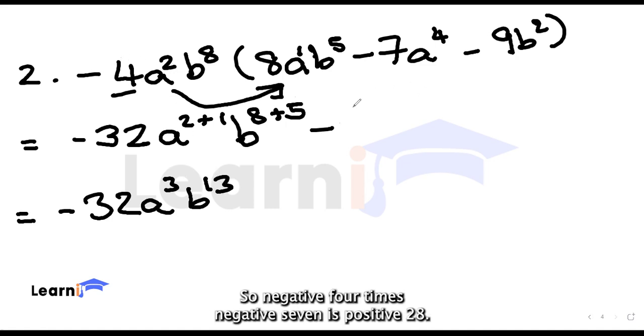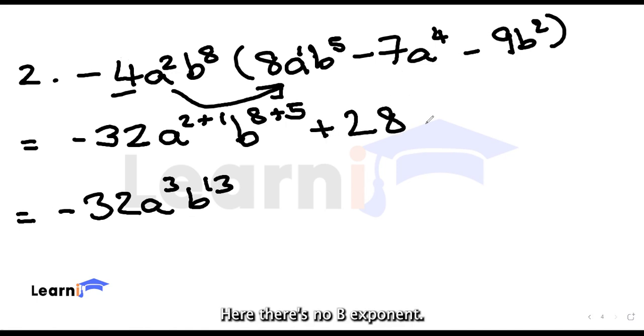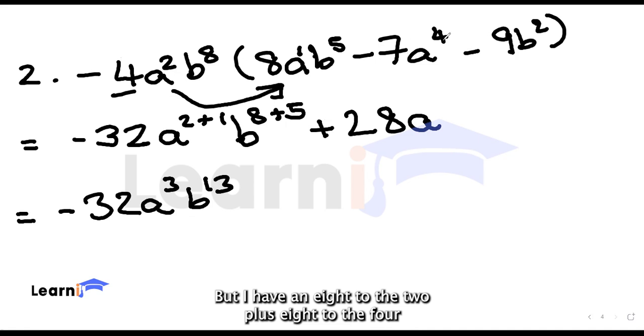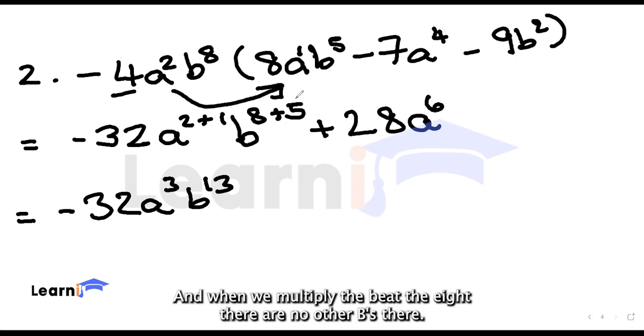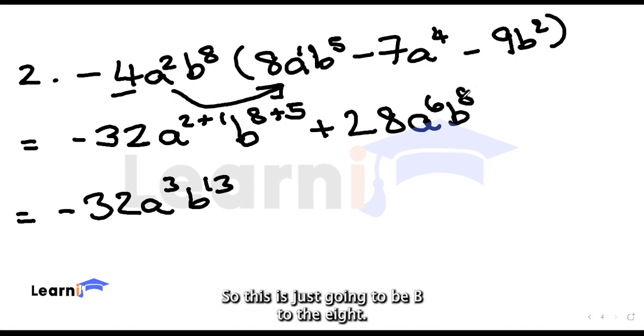So negative 4 times negative 7 is positive 28. Here there's no b exponent, but I have an a to the 2 times a to the 4, which means when we add the exponents, it's going to be a to the 6. And when we multiply the b to the 8, there are no other b's there. So this is just going to be b to the 8.